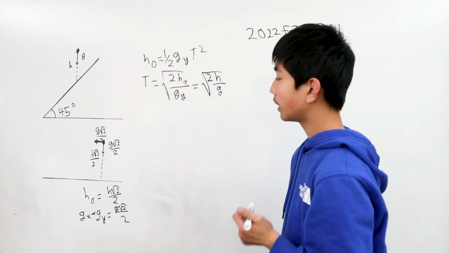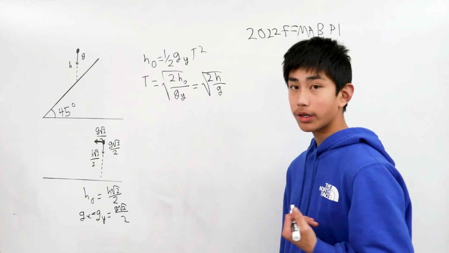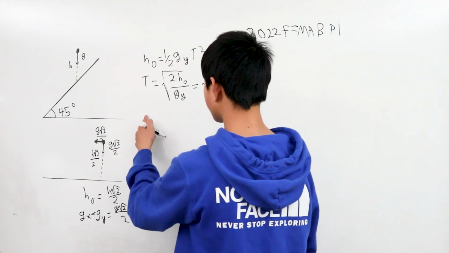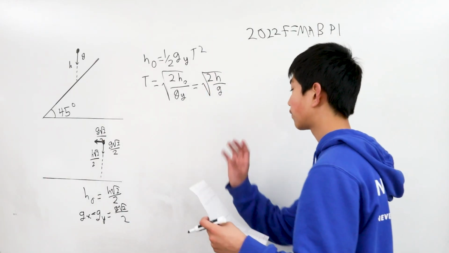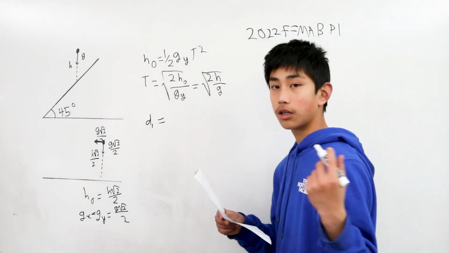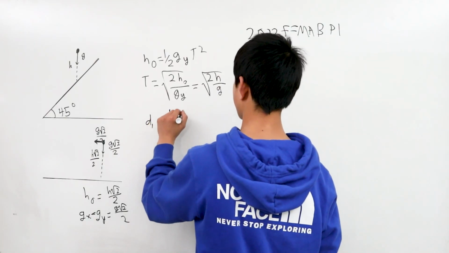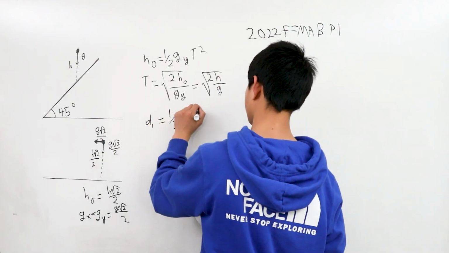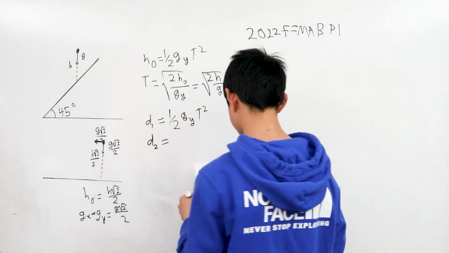This is going to be very important later on. So, what we want to do is, we have the two distances where it bounces, right? The first time, call it d1. This is the first bounce. This is 1/2 g y t squared. And on the second bounce, this changes.